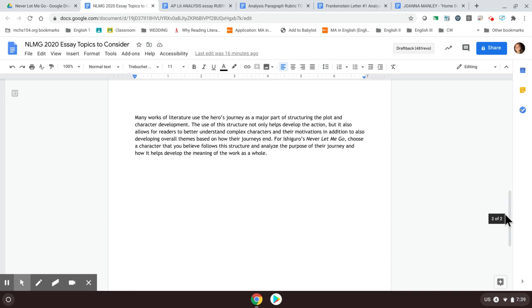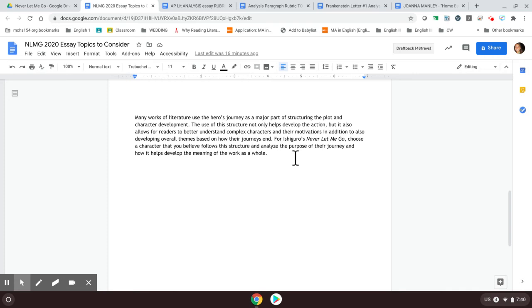The use of this structure not only helps develop the action, but it also allows the reader to better understand the complex characters and their motivations, in addition to developing overall themes based on how their journeys end. Okay, so that's just some background on what heroes' journeys do.